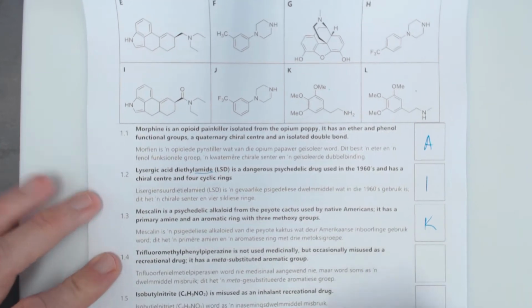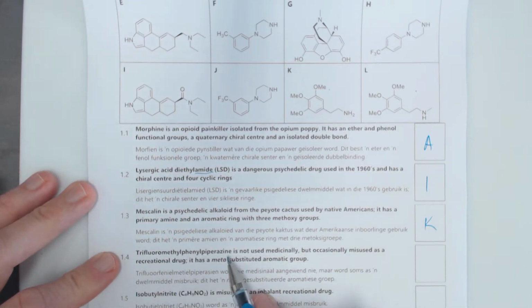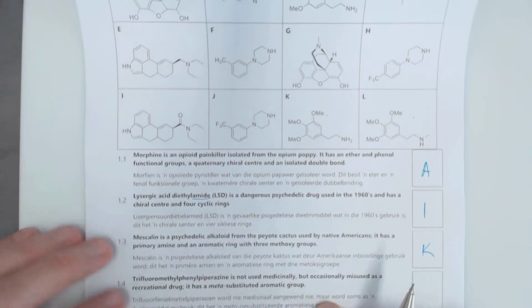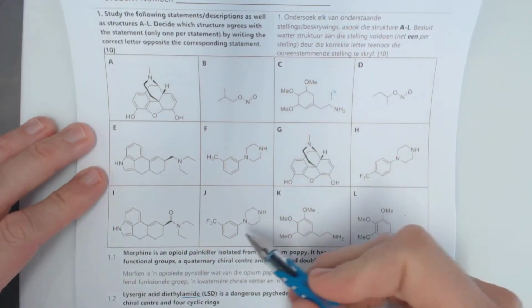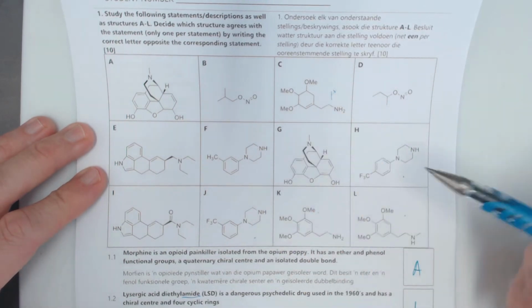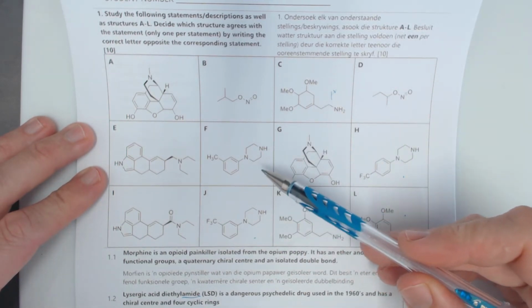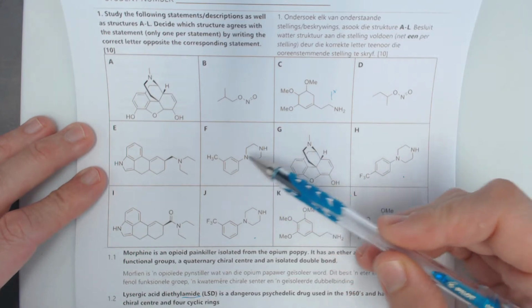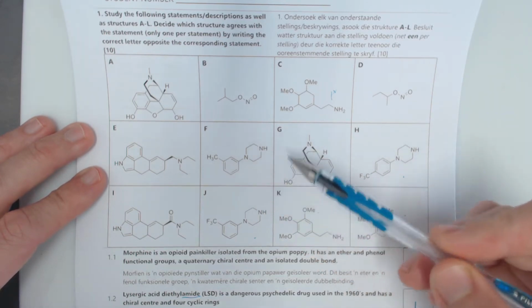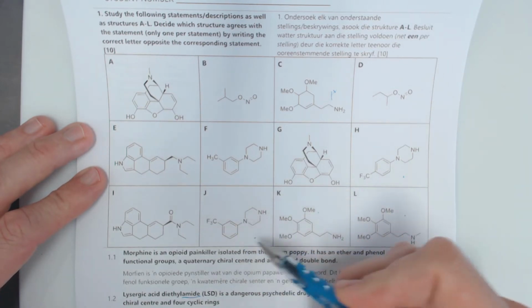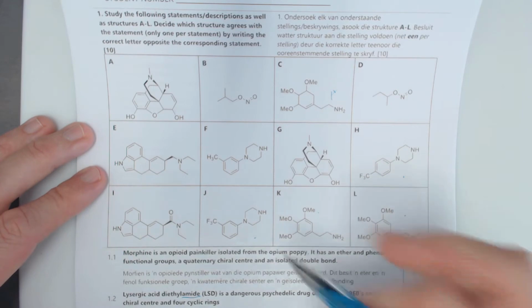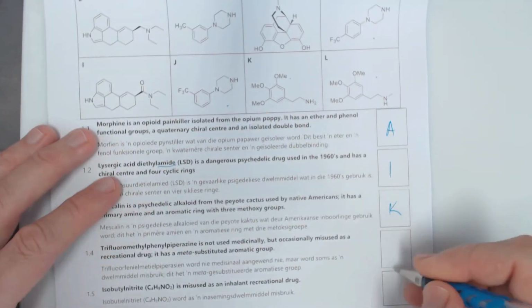The next one spoke about trifluoromethylpiperazine, which is not used medicinally, but occasionally misused as a recreational drug. It's a meta-substituted aromatic ring. So the key thing here is this trifluoro. So we are looking for this or this. This is a distractor. It also happens to be a meta substituted ring, but it has no fluorines over there, and this one is para substituted, this one is meta substituted, trifluoro, so it must be that answer over there, which is J.